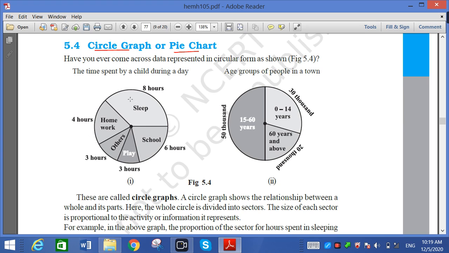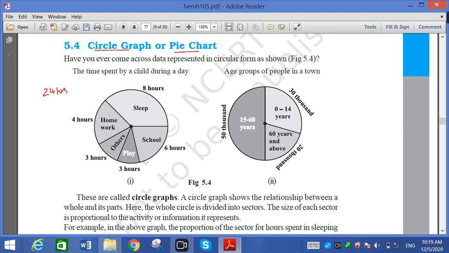We know that there are 24 hours in one day. Now we know that 8 hours we are sleeping. Someone may sleep 6 hours, someone 7 hours, someone 8 hours, but it is not necessary; it is the average they have taken. School hours are 6. After that, homework is 4 hours. Others, like TV activity, bathing activity and playing activity, are 3 hours.